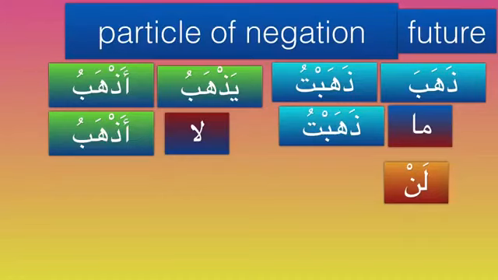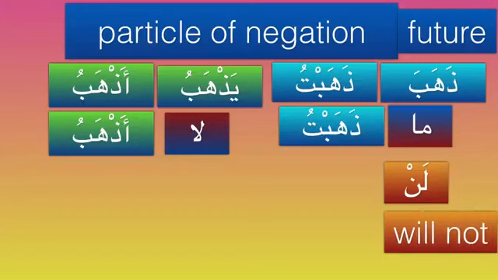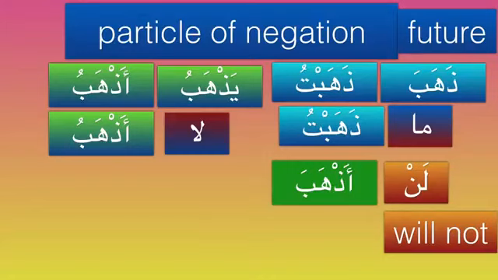If you see ma and la, they do not have any effect on the fa'al. We know madi is mabni, it does not change under any circumstance. Whereas mudari', we know it is a mu'rab, so it can be marfu, mansub and majzoom. So la and nafiya do not change the fa'al. What about lan? We know lan is harfun nasb. So it does have an effect on the fa'al, which means it makes the fa'al mansub, which means will not. La and noon, we can remember as L and N, will not. So if I want to say I will not go, say lan adhaba.